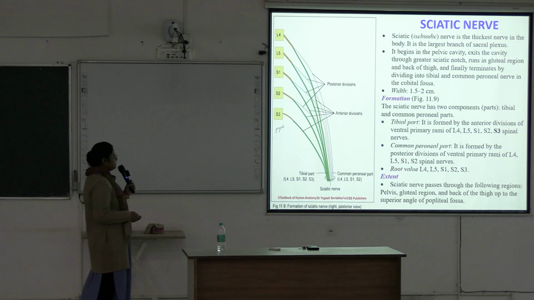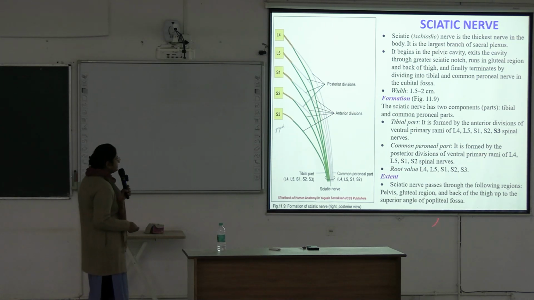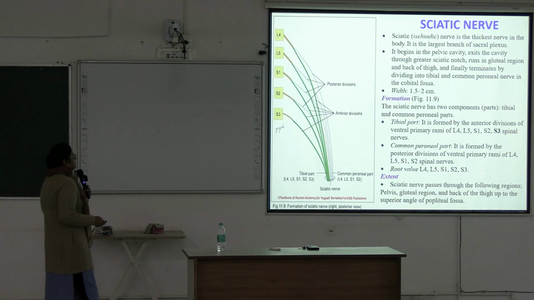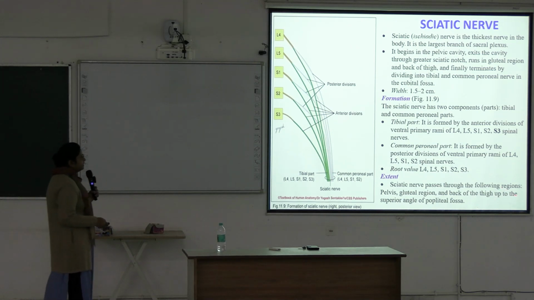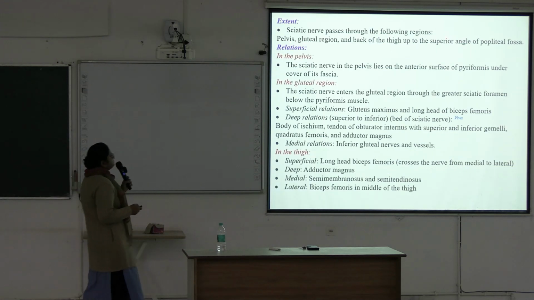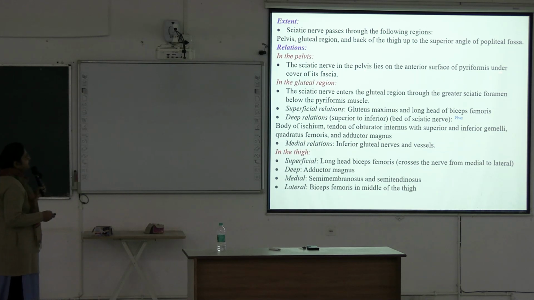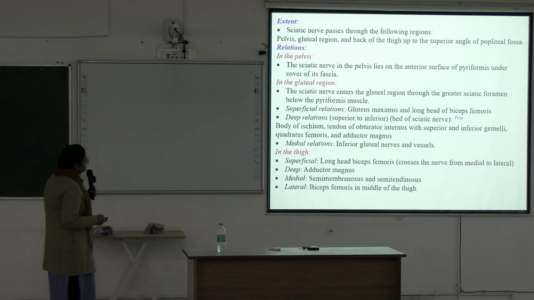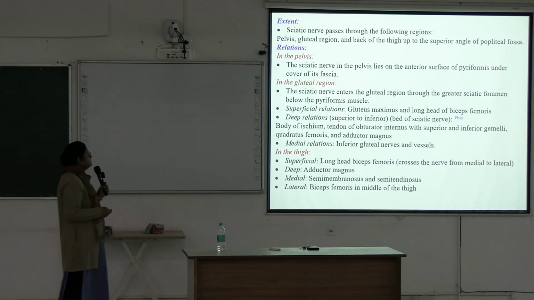So this is root value. This is a very frequently given question. Extent: sciatic nerve passes through the following regions: pelvis, gluteal region, back of thigh, up to the superior angle of popliteal fossa. So it passes through these regions. In the pelvis, it lies on the anterior surface of piriformis, under cover of its fascia, and it enters the gluteal region through the greater sciatic foramen below piriformis.